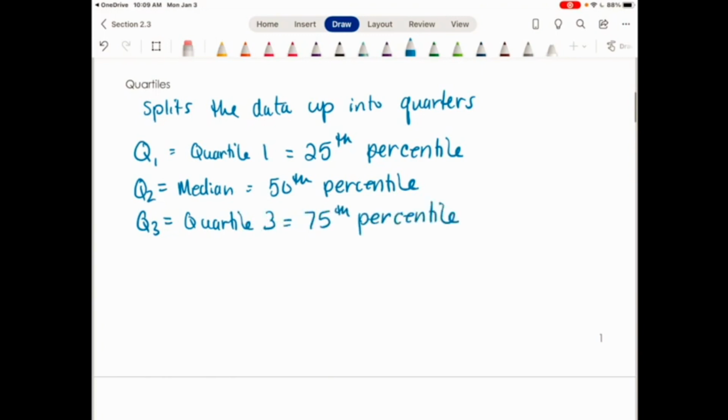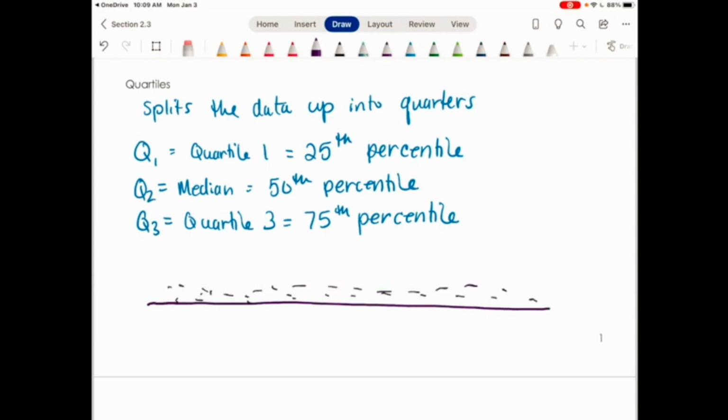percentile. So again, if we imagine that this number line represents our data, and then I find the values that split the data into quarters. Let's say my Q1 is here. Let's say my median is here. And let's say my Q3 is here. Keep in mind, please, that I did not count these dots. This is just a quick picture to show you what this looks like.